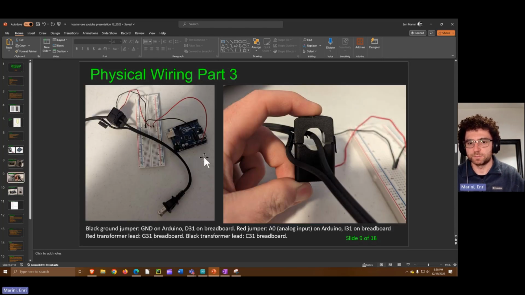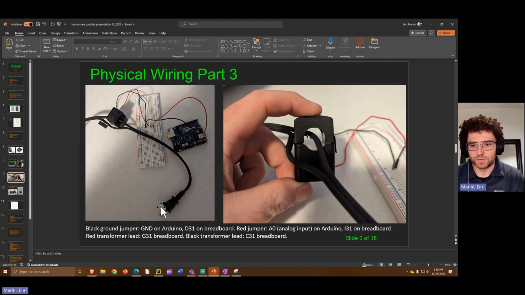How we wired everything up. So I have the actual rows and columns of where the leads went here. But basically, you took the red of your split transformer going to the analog input. You could choose any of them. I chose A0, doesn't matter. And then the black goes to a ground.